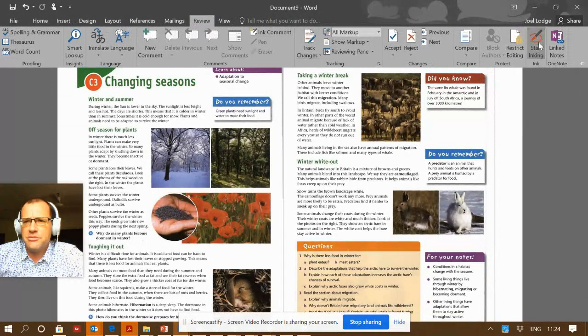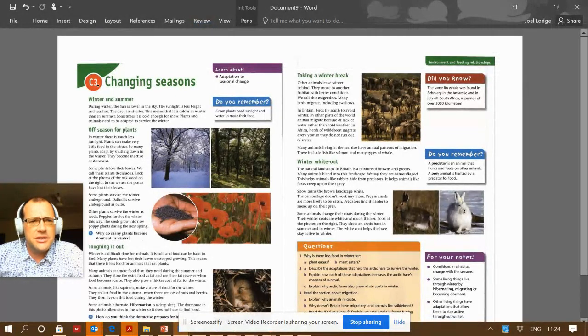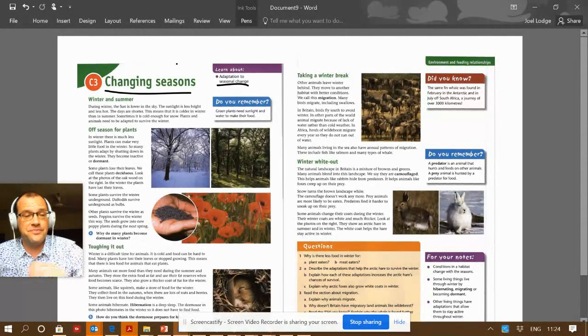I'll just start my ink pen, here we go. Your title for these notes and keywords will be changing seasons, and we're learning about how organisms adapt to seasonal change. We've looked at daily changes in the ocean and the tidal zone. Now we're looking at seasons, how they change over the year.